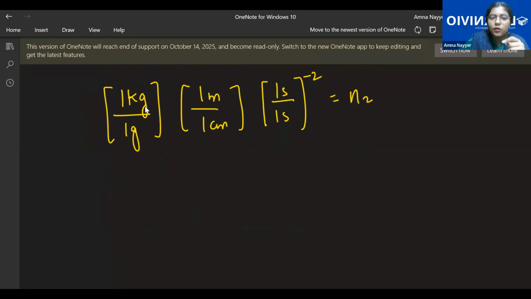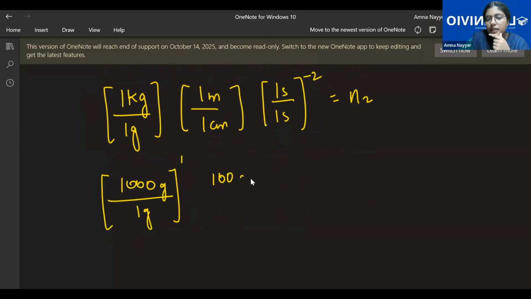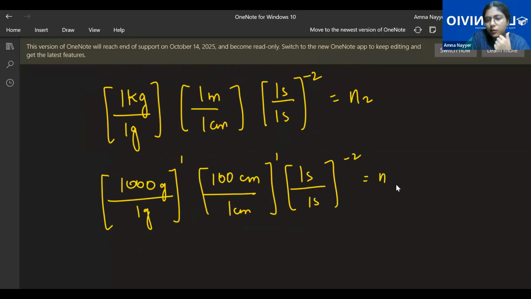Now what we do, we convert it into the same unit. 1 kg can be written as 1000 grams, because I just want a number, I don't want the units, so I have to cancel them. So we know 1 kg is 1000 grams. Power is 1. 1 meter is 100 centimeters divided by 1 centimeter. Power is 1. 1 second by 1 second to the power minus 2 is equal to N2.